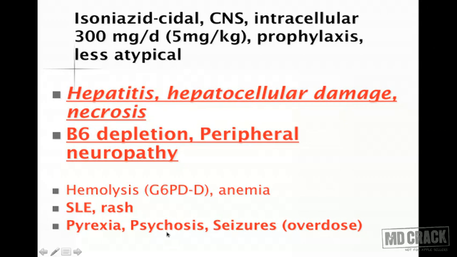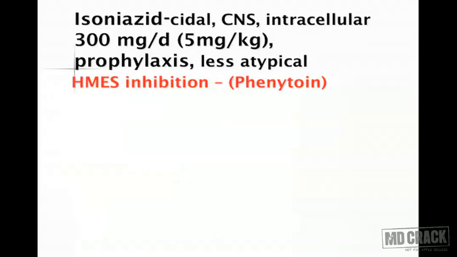So when you think of INH, say liver damage and 3 P's. Peripheral neuropathy, pyrexia, and psychosis. This will make you feel INH adverse effects are comparatively easy. Let's go to the next slide.